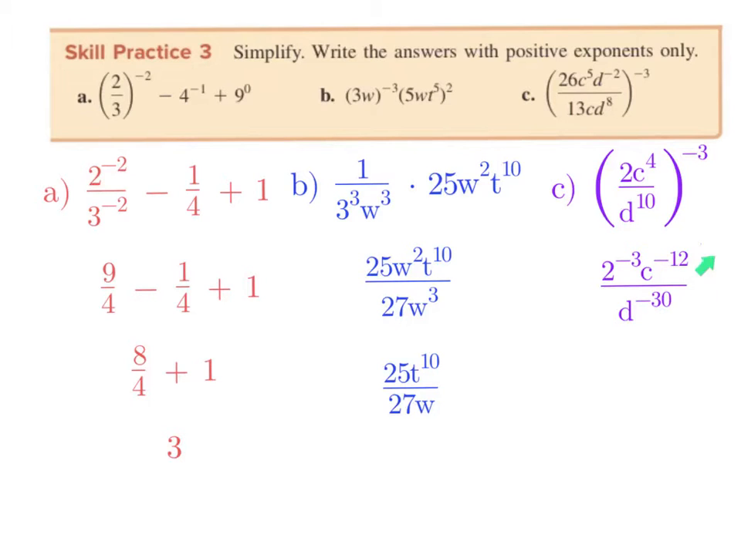Okay, so now all three of these have to move. This has to go up, this has to go down, this has to go down. Okay, so the d to negative 30, that goes to the top, becomes d to the 30. 2 to the negative 3, that goes down, so 2 to the third on the bottom is an 8. c to the negative 12 goes down, and that's it down there. Okay. Anybody have all three of those right? Good. 2 out of 3.